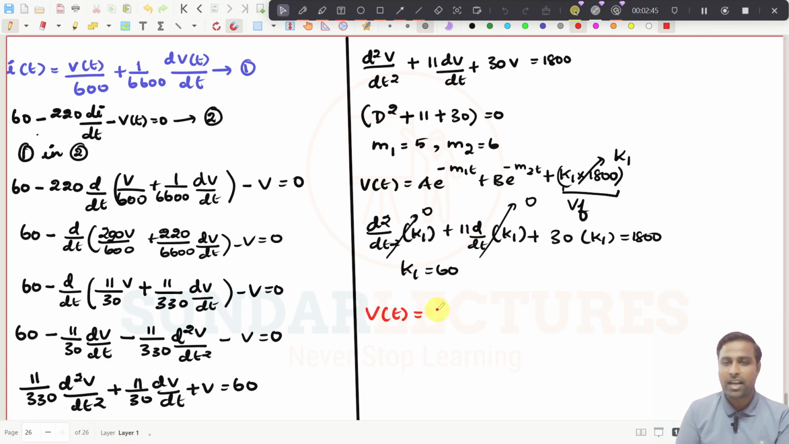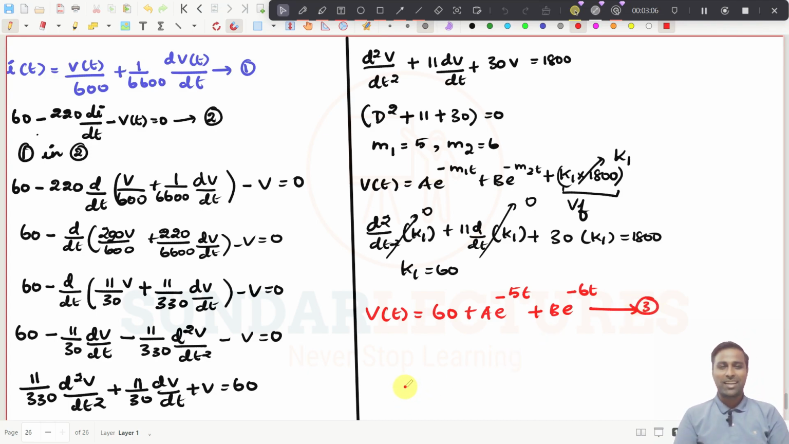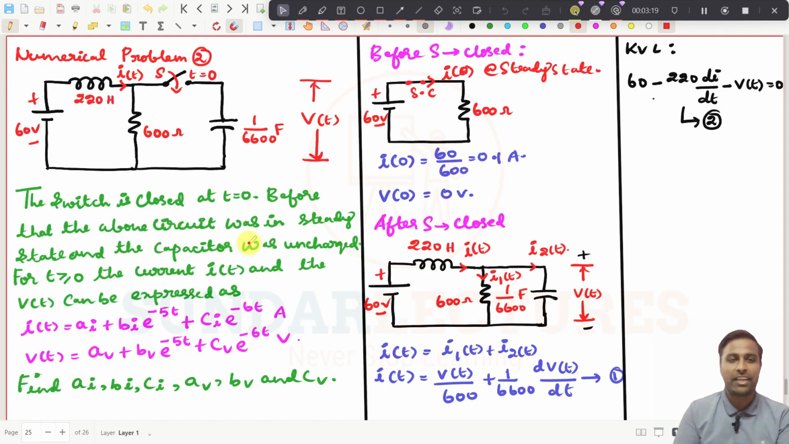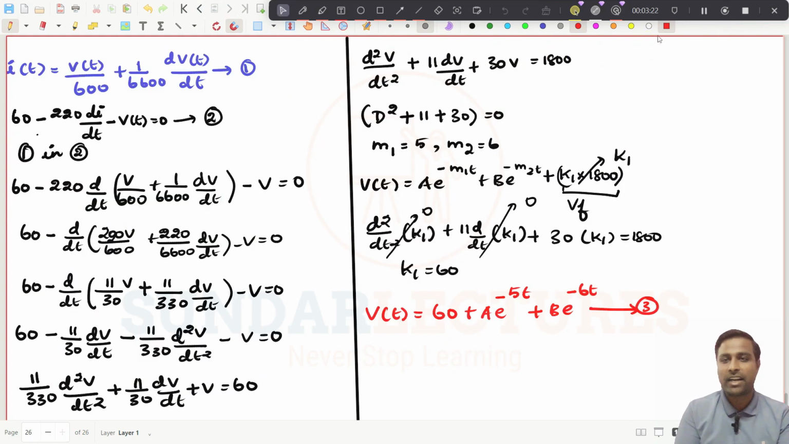And finally, what is the value of v of t? V of t can be written as 60 plus a e power minus 5t, since m1 is 5, plus b e power minus 6t. This expression, maybe you take it down as number 3. Now we have found the value of v of t, and we know the initial condition. What is v of 0? V of 0 is 0, right? That is given already.